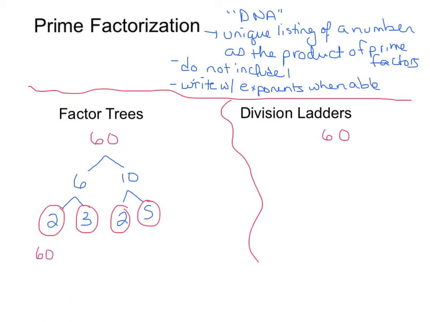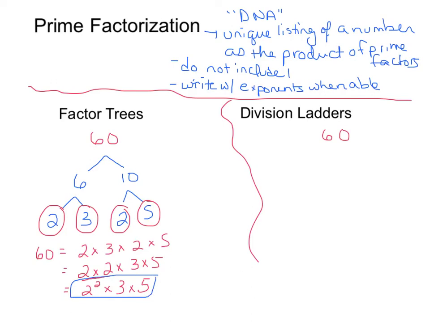I can say that 60 is going to equal 2 times 3 times 2 times 5. But I'm going to choose to reorder this. I'm going to say that it's going to be 2 times 2 times 3 times 5. I'm going to write it with my smaller factors to my left, so the factors are increasing. So it's 2 times 2 times 3 times 5. In addition, I'm going to choose to write this as 2 squared, because I've got the 2 times the 2, times 3 times 5, just to condense it. So this would be what's called the prime factorization.